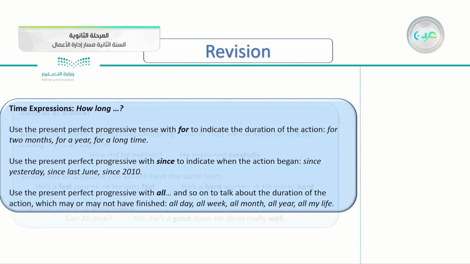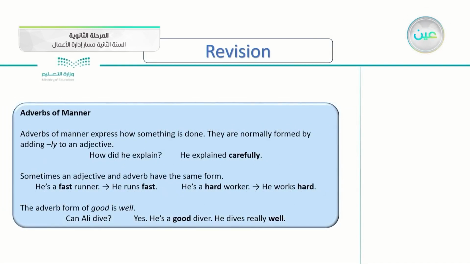Also, we took the adverbs of manner to describe how something is done. They are normally formed by adding ly to the adjective. For example, careful, carefully. Except, of course, for example, the word fast. He's a fast runner. He runs fast. And hard. He's a hard worker. He works hard. Also, good is well. The adverb form of good is well.